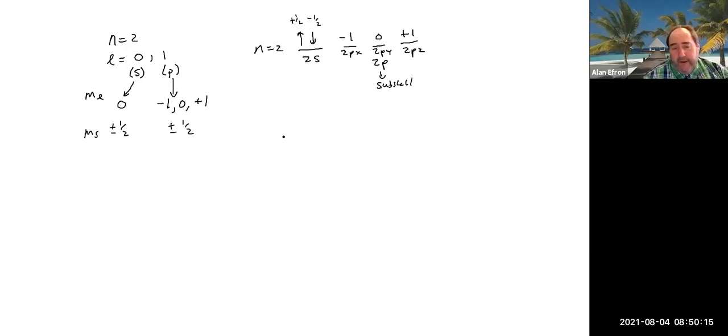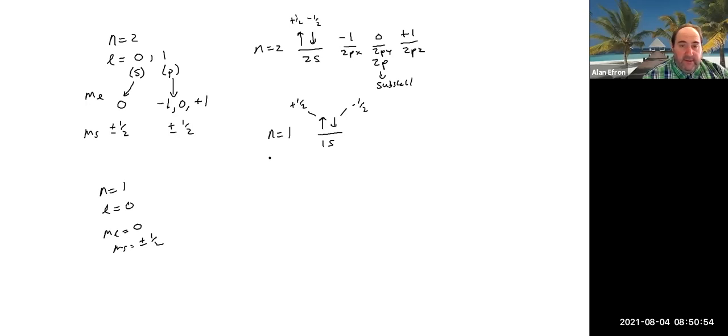Right. So before this, if we did n equals 1, for example, the only acceptable value you could have for l would be 1 minus 1, which is 0, which means our m sub l would be 0, and our m sub s could be plus or minus a half. That means on the first energy level, we only have one orbital, and that's an s orbital, a 1s orbital, and we could have an electron with plus 1/2, or an electron with minus 1/2. Any questions on that there?